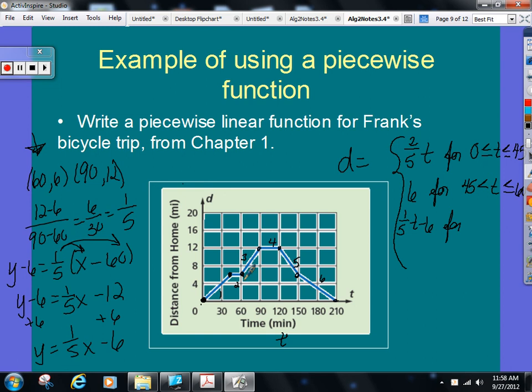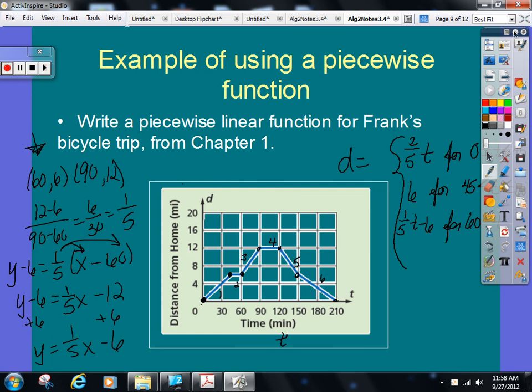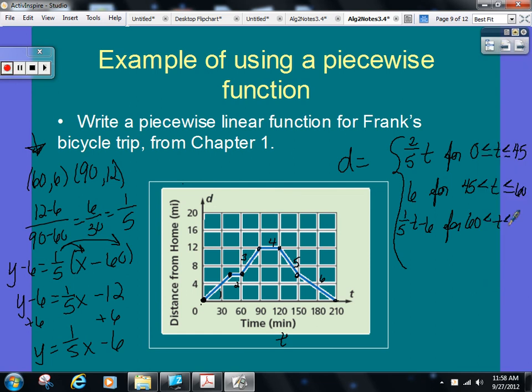For 60, we're not going to include that because it was already included. So 60 less than t, to 90. Just kidding. I keep wanting to say 120 for some reason. That's horrible. Pretend that's good. Should say this.